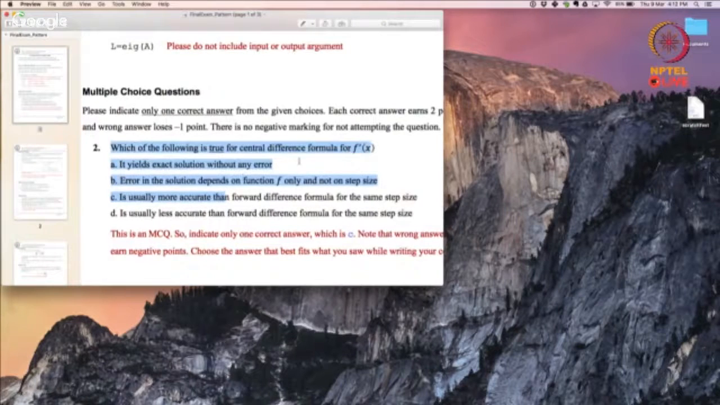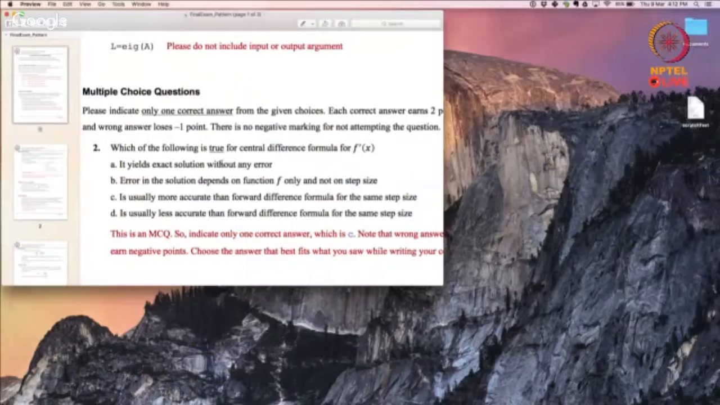Which of the following is true for central difference formula? The first is it yields exact solution without an error. Obviously, this is not correct. We have seen how the error changes with the step size. So that means that with any numerical method, there is some kind of an error associated with that numerical method. So this is not true for central difference formula.